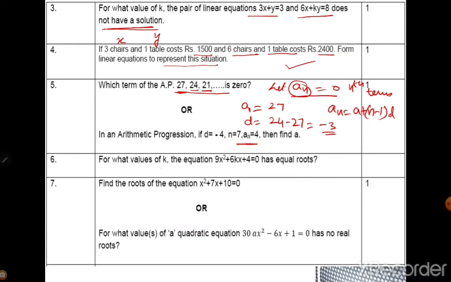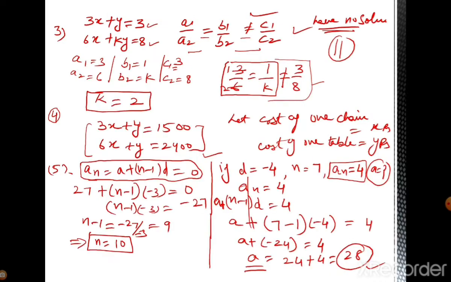That is, for what value of K does the equation have equal roots? Question number 6. For what value of K does this equation have equal roots? First of all, we'll write the equation. 9x square plus 6kx plus 4 has equal roots. This is the equation: 9x square plus 6kx plus 4 is equal to 0.